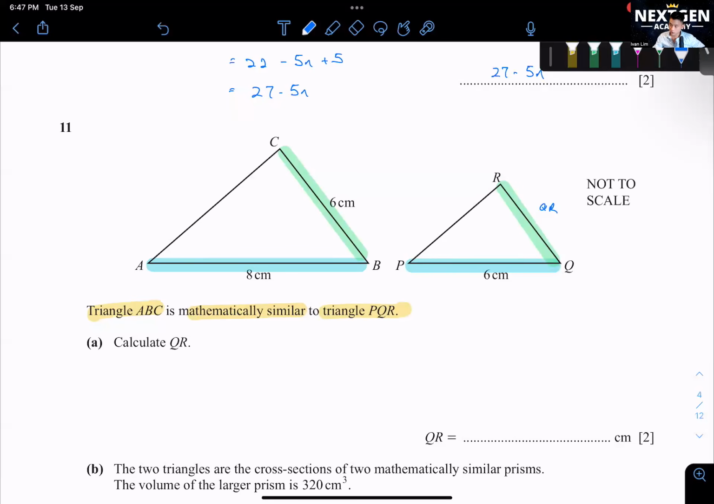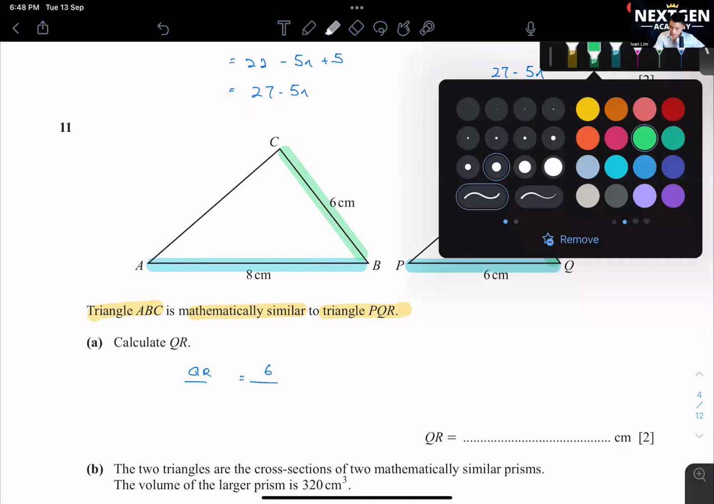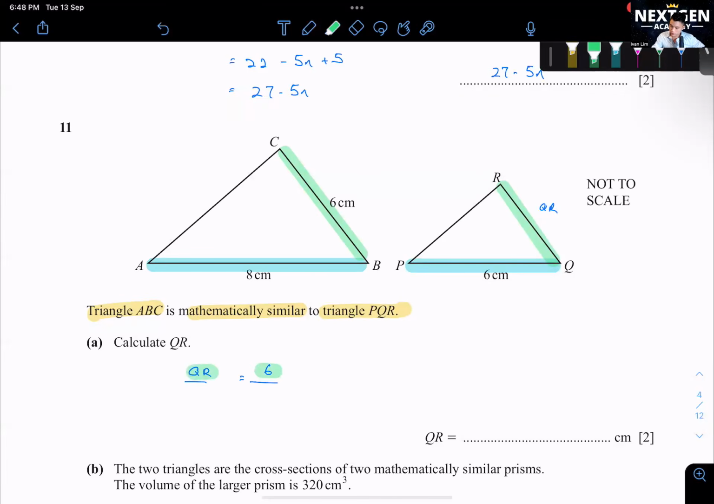So what I can do is say QR, we compare with 6, because you see the green and the green one here. Then after that, we put the 6 and the 8 here, the blue and the blue one. How I'm comparing is, this is the small triangle and this is the big triangle. Some of you do the other way around, it's fine as well. Let's go and find QR.